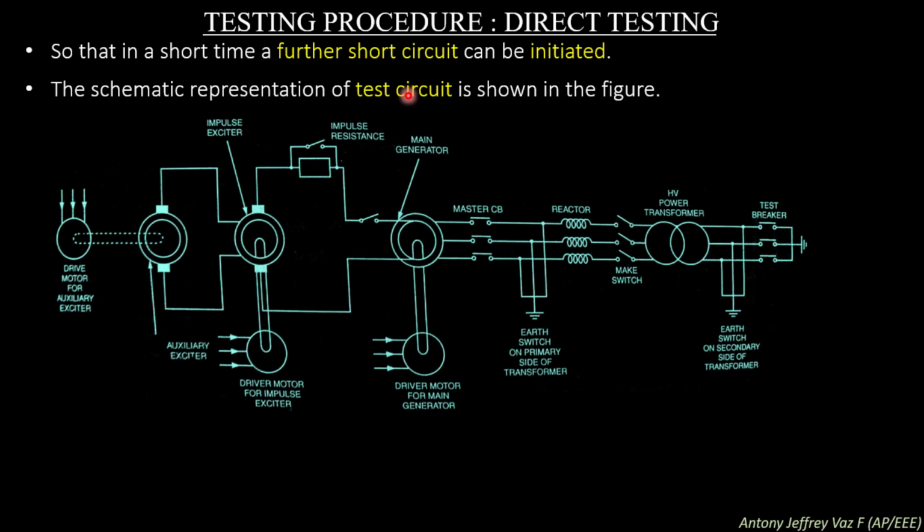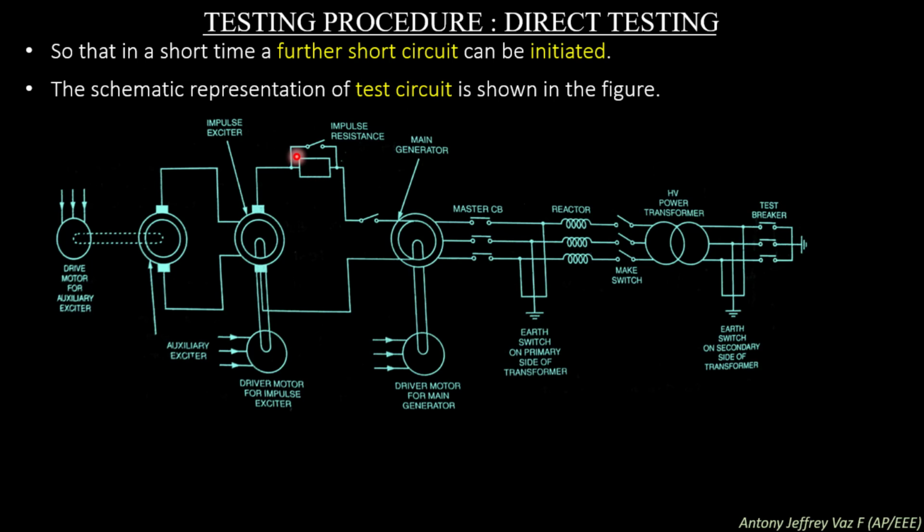The schematic representation of the direct test circuit is shown in the figure. You can see the drive motor of the auxiliary exciter, and this one is the auxiliary exciter or the impulse exciter, which is connected to the impulse exciting unit, and this impulse exciting unit is connected with the drive motor of the impulse exciter. Then you can see an impulse exciter resistance switch box.